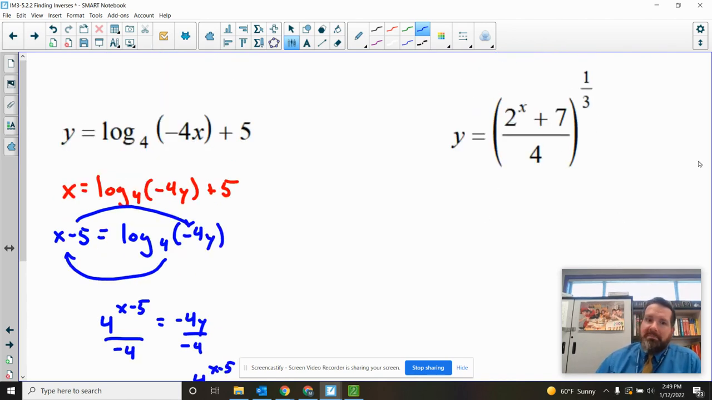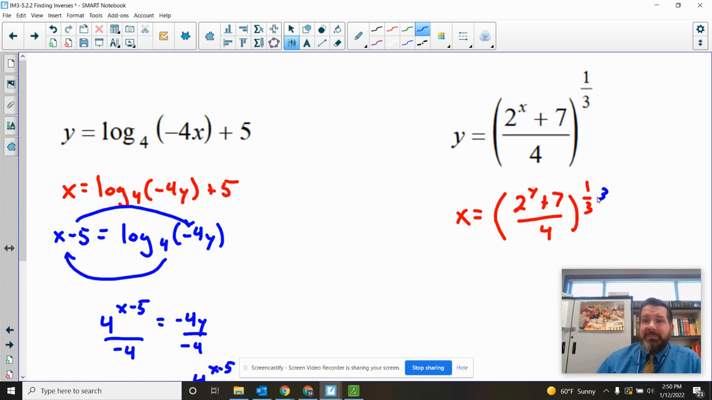Okay, here, you know the drill. Give it a quick pause. Unpause when you're ready to check things. So switch your x and your y. This one's got lots of good stuff to it. So 2 to the power of y plus 7 over 4 to the 1/3 power. We've got to get this exponential by itself.